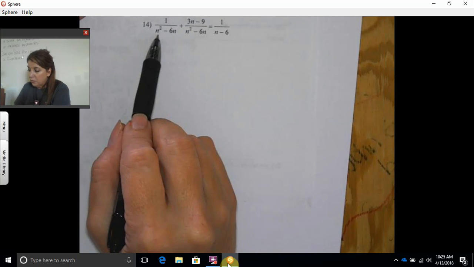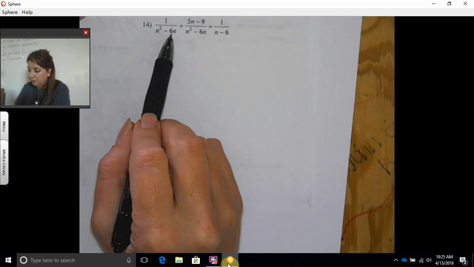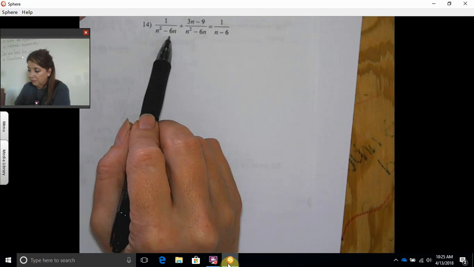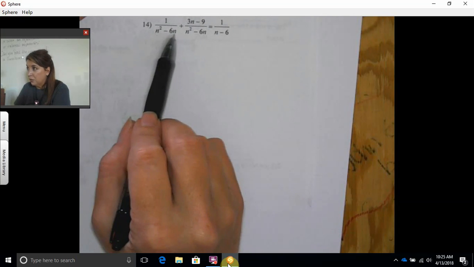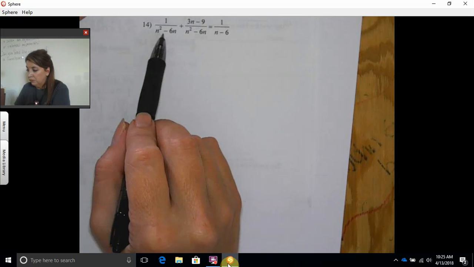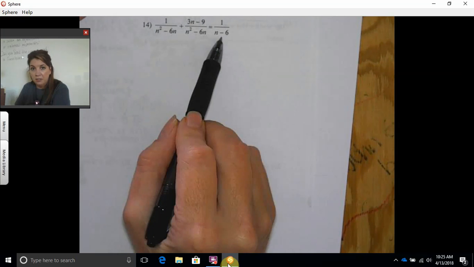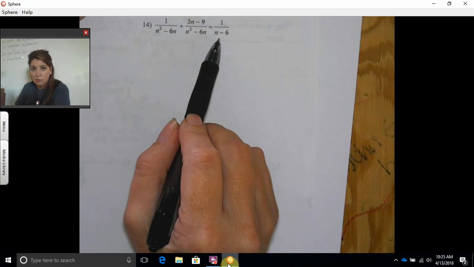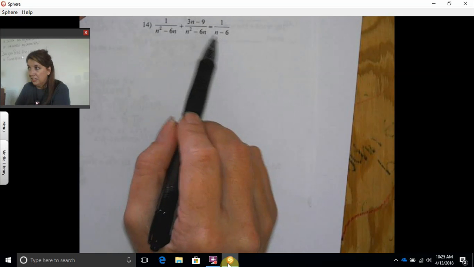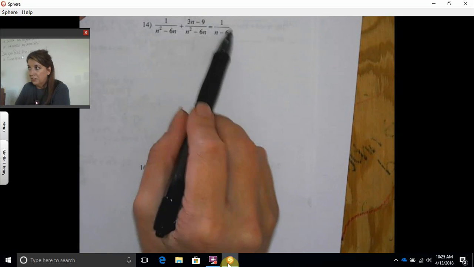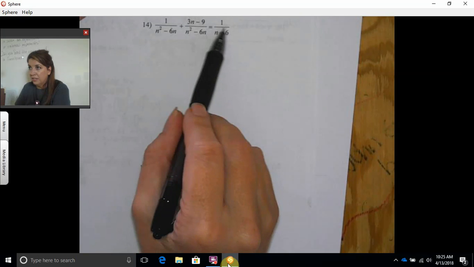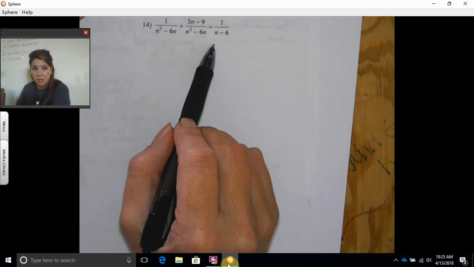Can I factor n squared minus 6n? So there's a GCF, right? And once you factor it out, what's left won't be factorable. And these two are the same. Can I factor n minus 6? It's linear. The only way to factor a linear is if there's a greatest common factor. Is there one? No. Okay.